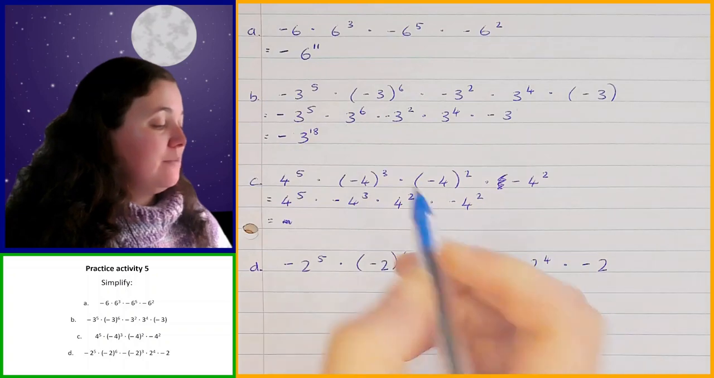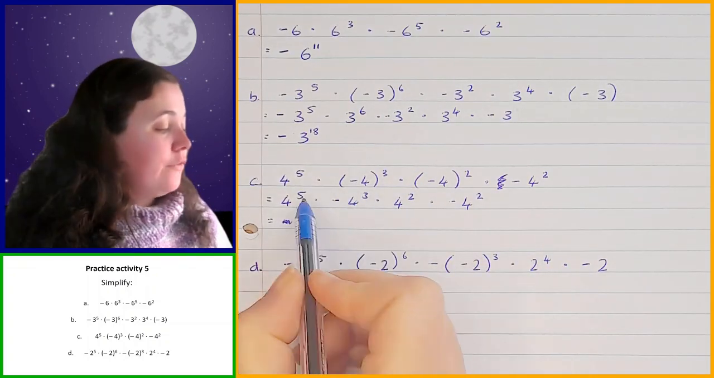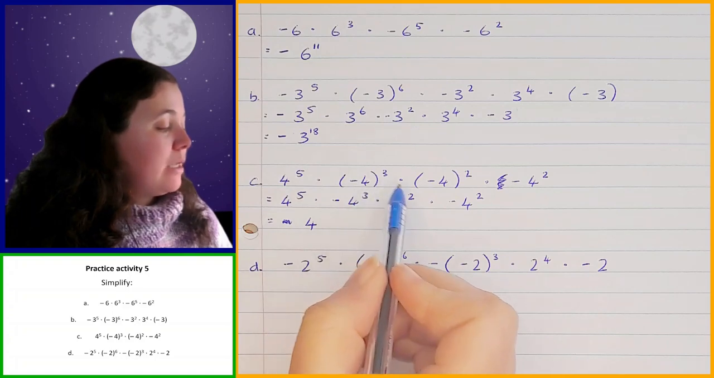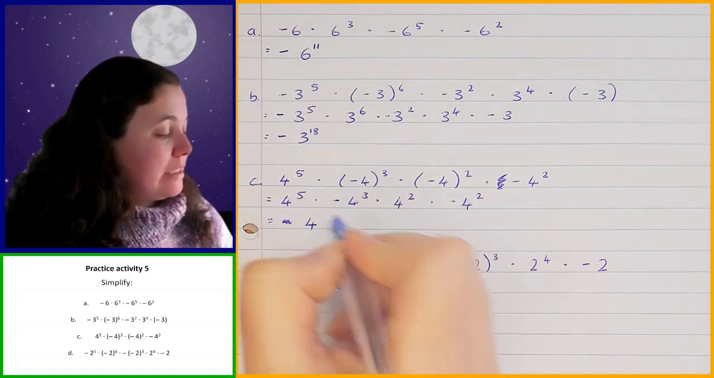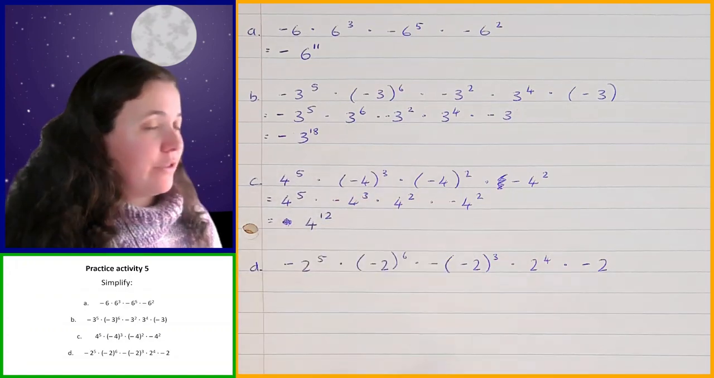That's a positive answer. And it's going to be 4 to the power of 5 plus 3 is 8, plus 2 is 10, plus 2 is 12. So positive 4 to the power of 12. So ignore that over there.